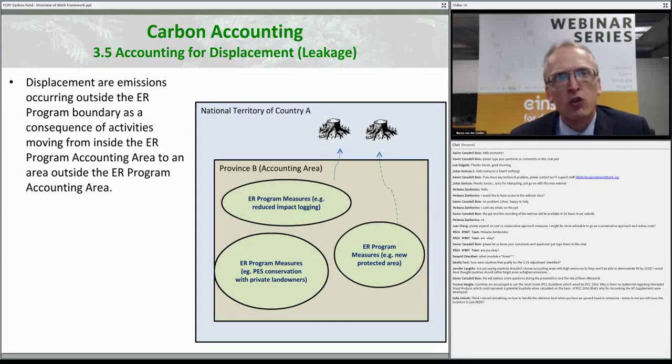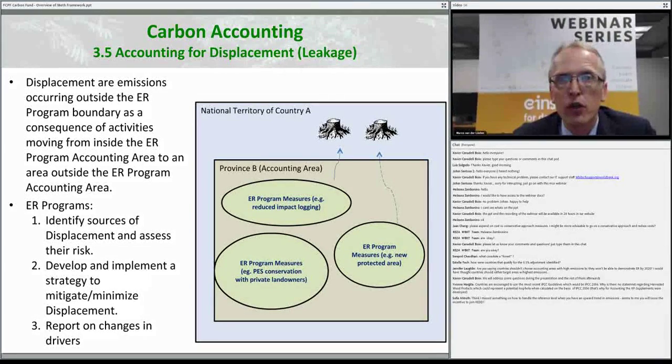So displacement is emissions occurring outside the program boundary, so outside the accounting area, as a consequence of the activities that you implement. What the methodological framework requires is that, first of all, you identify sources of displacement and assess their risk. Then you develop and implement a strategy to minimize or mitigate the displacement. And then you report on the changes in the drivers. What the methodological framework does not require is that you try to quantify any displacement and then try to subtract that from your emission reductions.